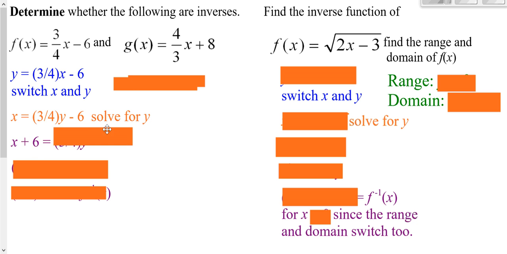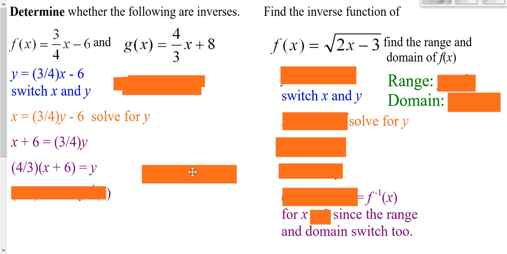So we'd have to add our 6. And then we'd want to get rid of multiplying by 3/4, so we'd multiply by the reciprocal. And then we would get this here. Now, if you wanted, you could distribute that through. We started out with function notation, so you'd want to write this as an inverse. Now notice that this right here matches exactly with what we had up here. So that's one way you can determine if they're inverses.